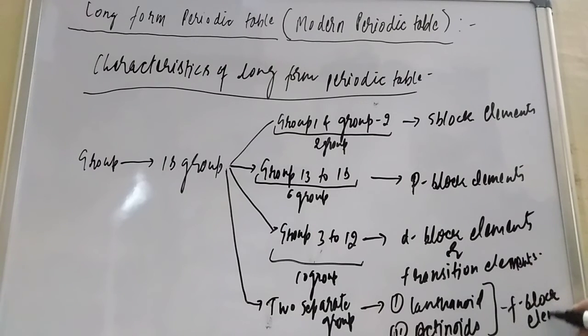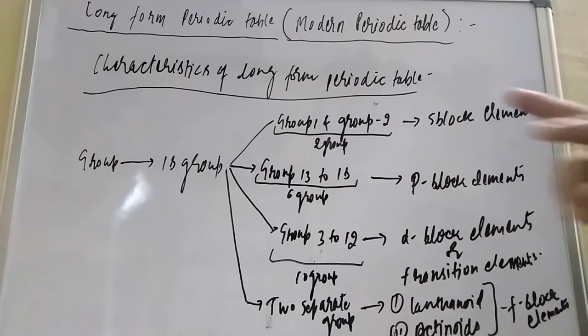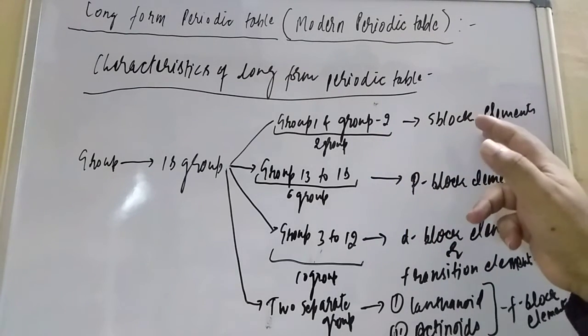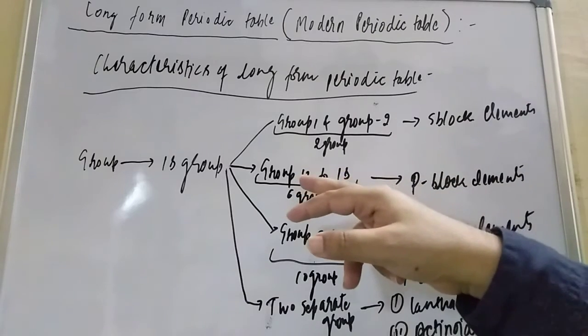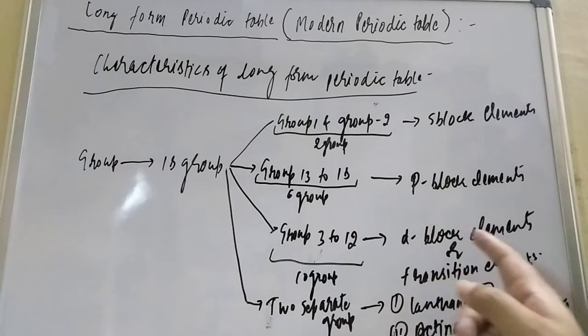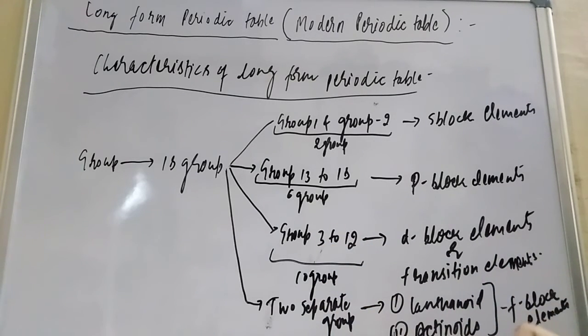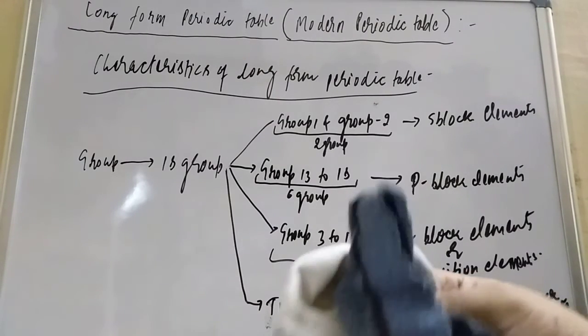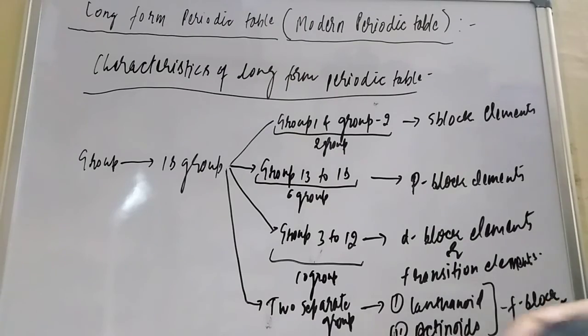So these things you have to keep in mind, student. There are 18 groups in the long form periodic table. They are divided into 4 blocks. Group 1 and 2, that is 2 groups, are known as S block, alkali metals. Group 13 to group 18 is P block. Group 3 to group 12 is D block elements, or you can say transition elements. And two separate groups, lanthanides and actinides, at the bottom of the periodic table are known as F block elements. Now, after knowing this, we are going to discuss the period.